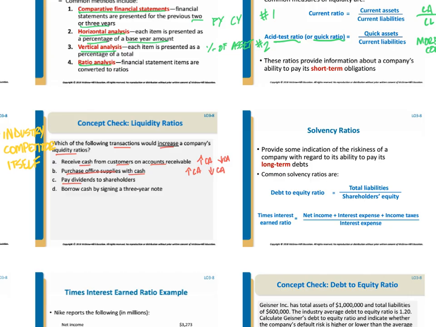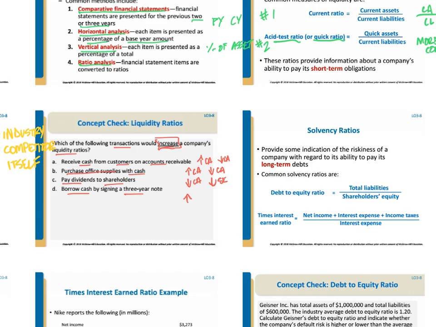Office supplies goes up, cash goes down, and therefore we have a netted result. Here we have paid dividends to shareholders. We have a decrease in our current assets from the cash going out and a decrease in stockholders' equity, but this would not increase, which is what we're looking for, the current ratio or the liquidity ratios here. The last one says we borrow cash by signing a 3-year note payable.